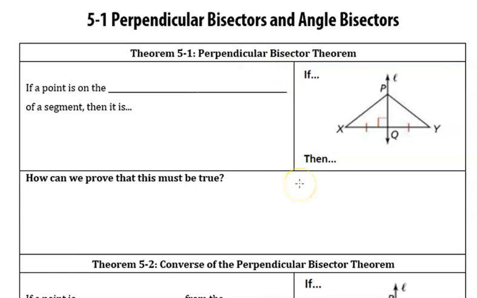So in this video, we're going to take a look at what is technically 4 theorems, but it really comes down to 2 main ideas. Let's jump in and take a look at the first one. It's called the perpendicular bisector theorem.